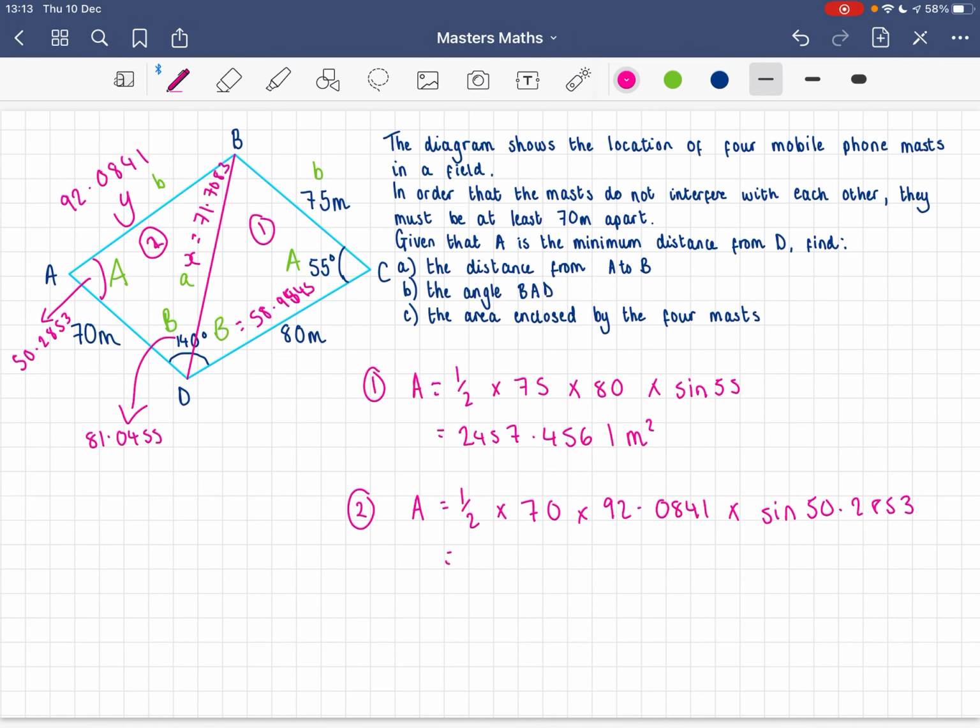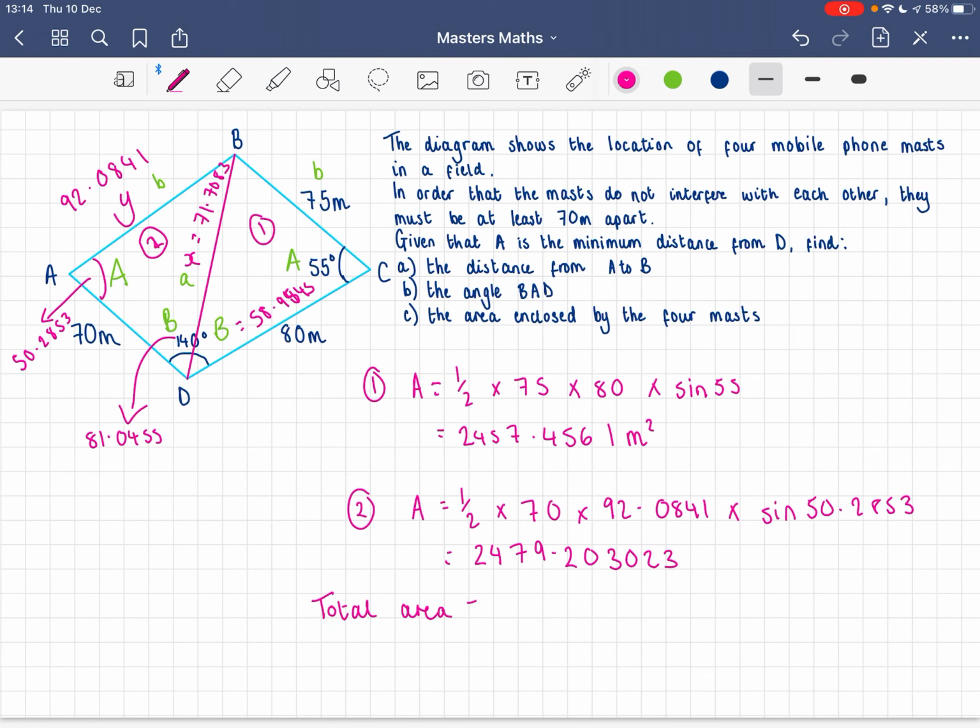70 times 92.0841 times sin 50.2853, close my bracket, 2,479.203023. Okay, finally, we're nearly there.